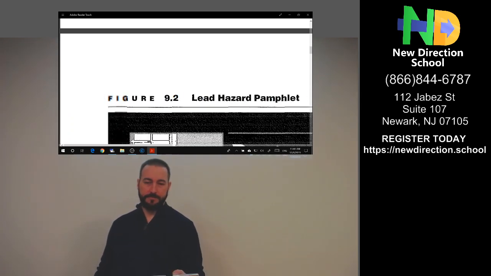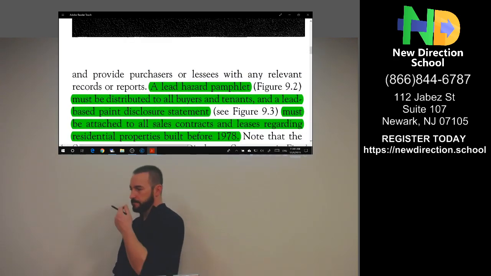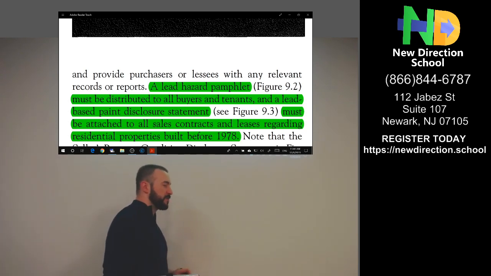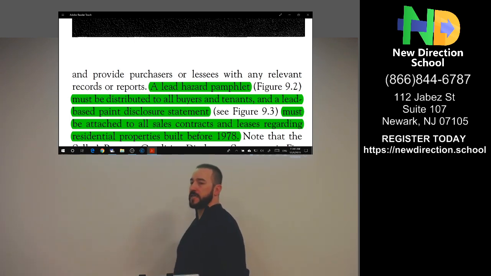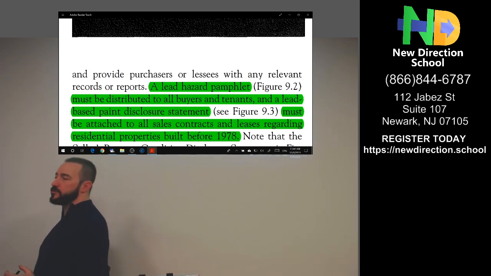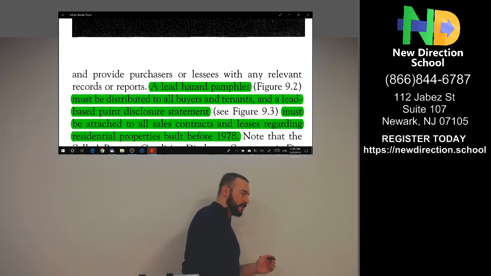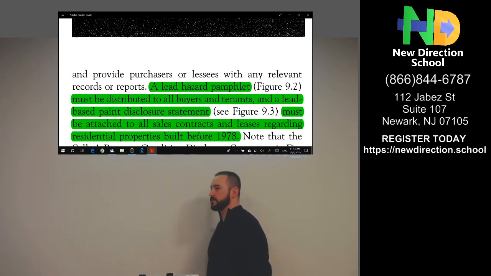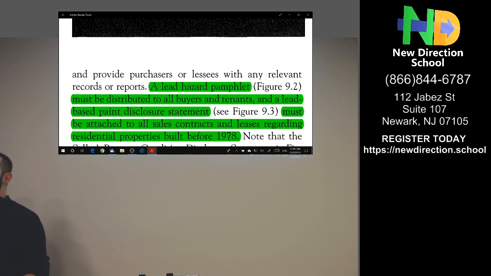And here comes our part. Next page. It says, a lead hazard pamphlet must be distributed to all buyers and tenants, and the lead-based paint disclosure statement must be attached to all sales contracts and leases regarding residential properties built before 1978. Underline, double underline, triple underline, put stars around this whole section, put arrows around this whole section. You must know. This is a guaranteed question. And if it's not a question in the exam, it will be for the rest of your realtor life.